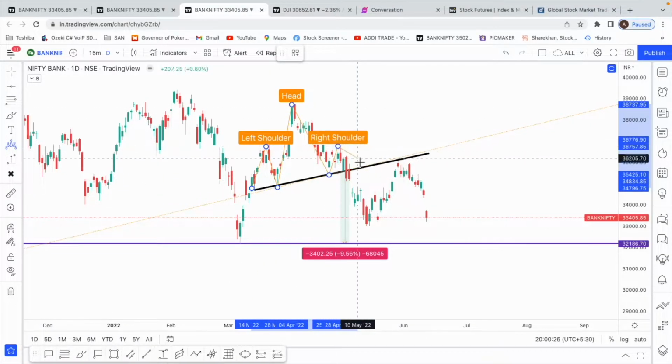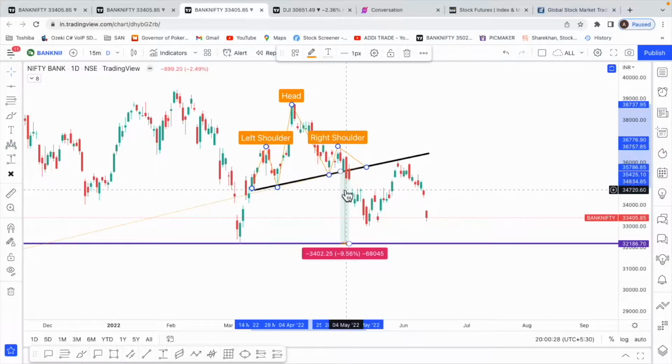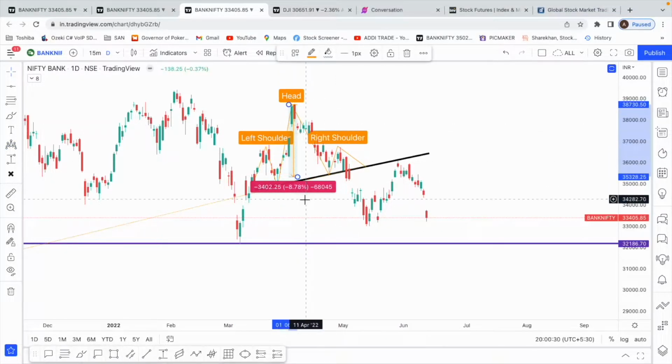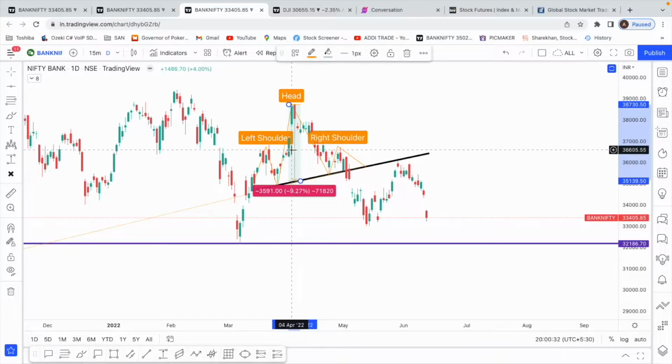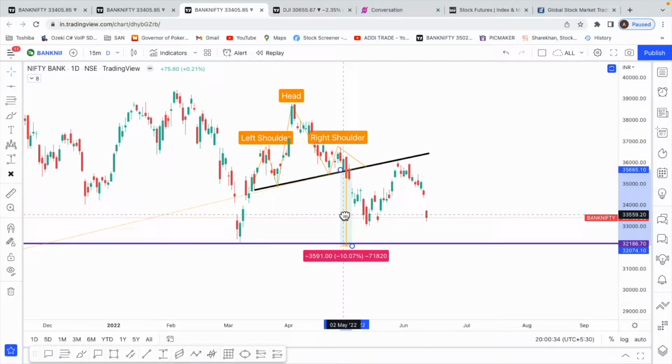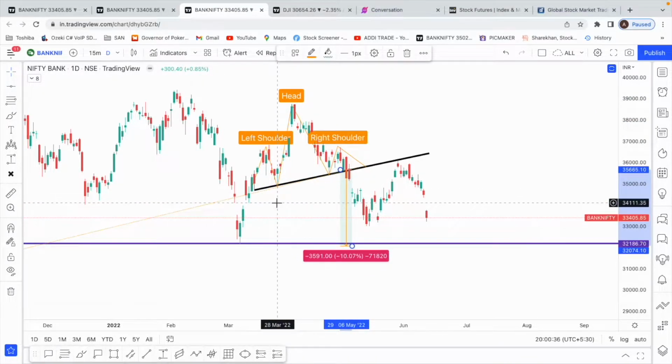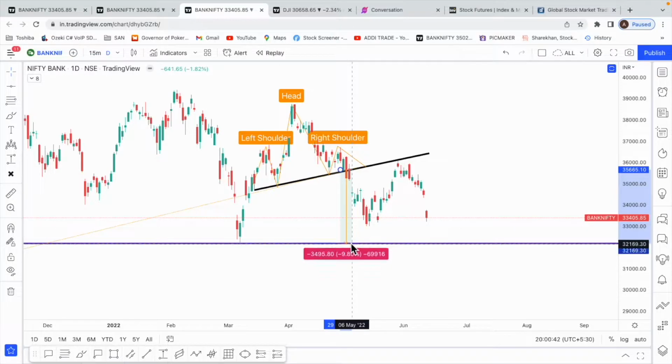the target of the head and shoulder is you measure this head and you place it where the breakdown happens. Exactly half of this will be the first target, which got hit in these times. Now, since there's also a major price action support here, we can keep this target here.